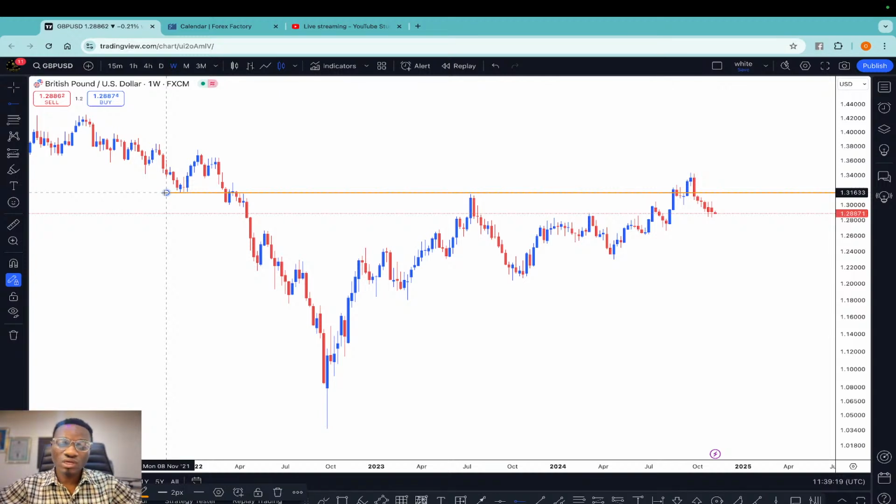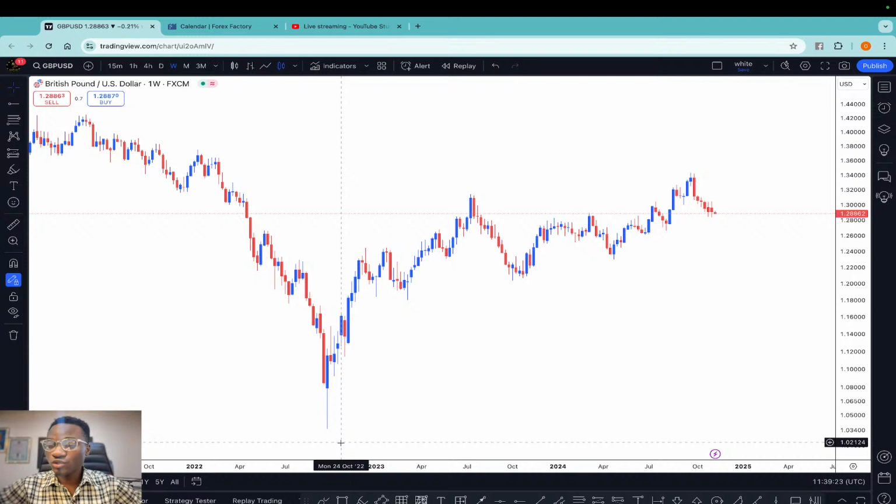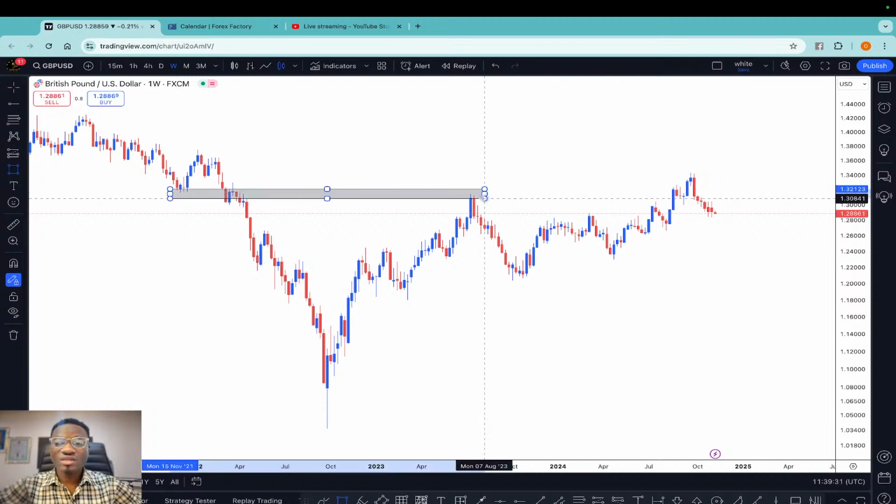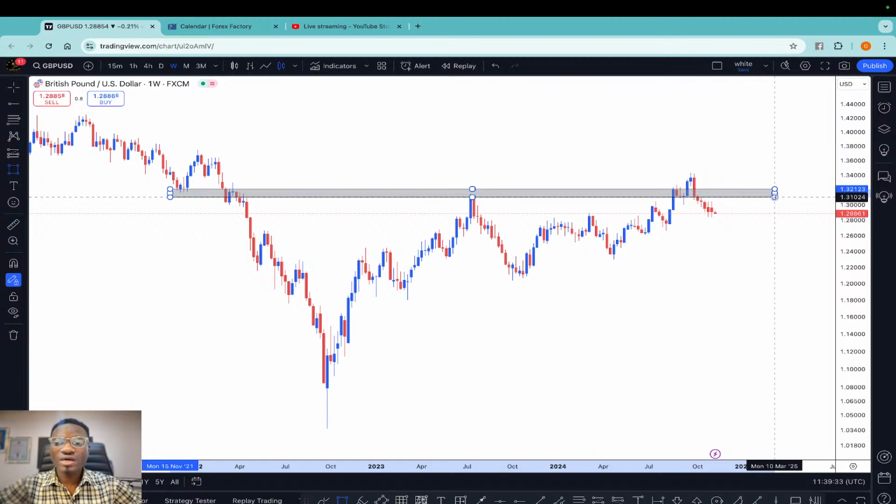Now, this is what you need to do. Just take the rectangular toolbox right here, and use it to mark your lows and the highs in that market. Then you extend it to your right-hand side as your supply or resistance. If you are connecting from the bottom, that will be your demand or support.